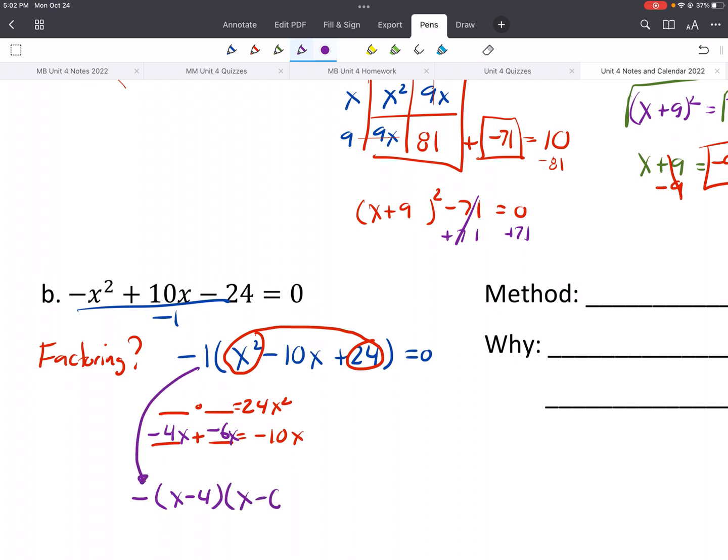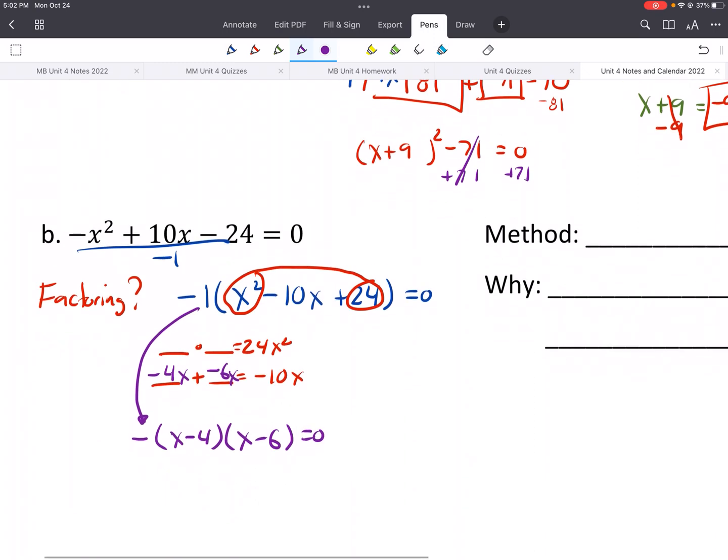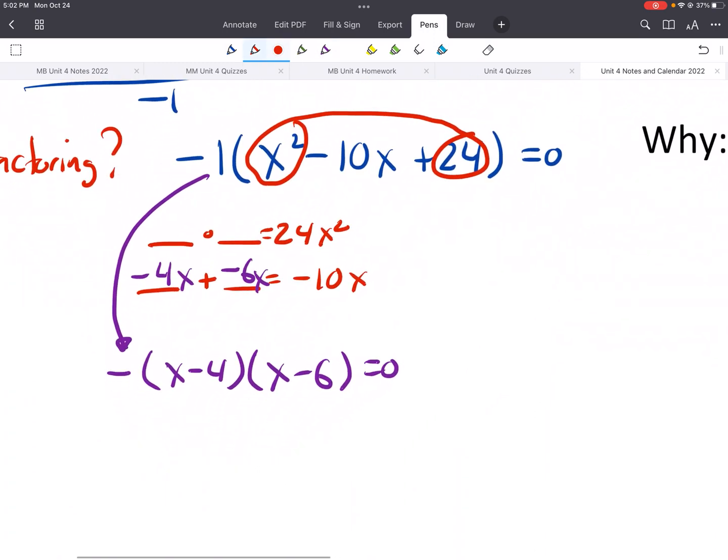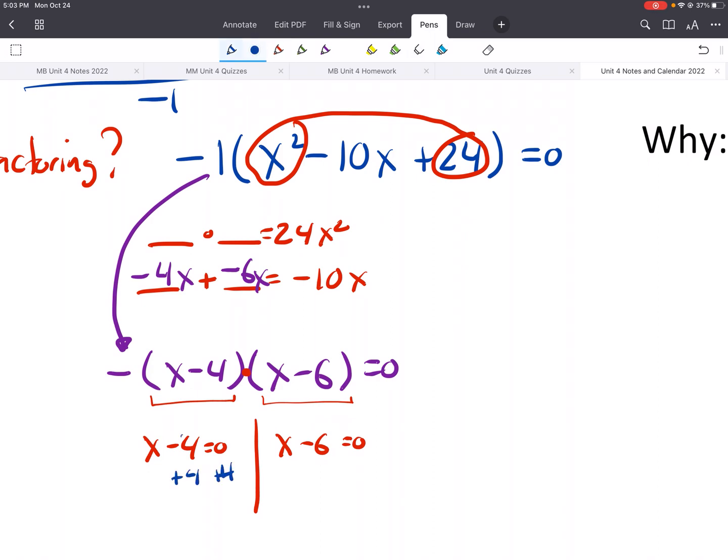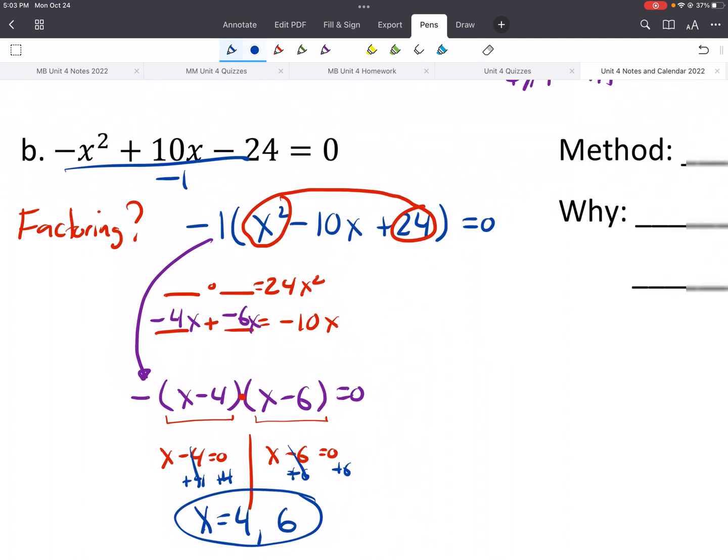And then x minus 6 equals 0, and then we use the zero product property. Remember, if we have two things being multiplied and it's equal to 0, then either this needs to be equal to 0 or this has got to be equal to 0. So x minus 4 has got to be equal to 0, or x minus 6 has got to be 0. And we can just add 4. So one of our solutions would be x equals 4, or we could add 6, and our other solution would be x equals 6. All right.